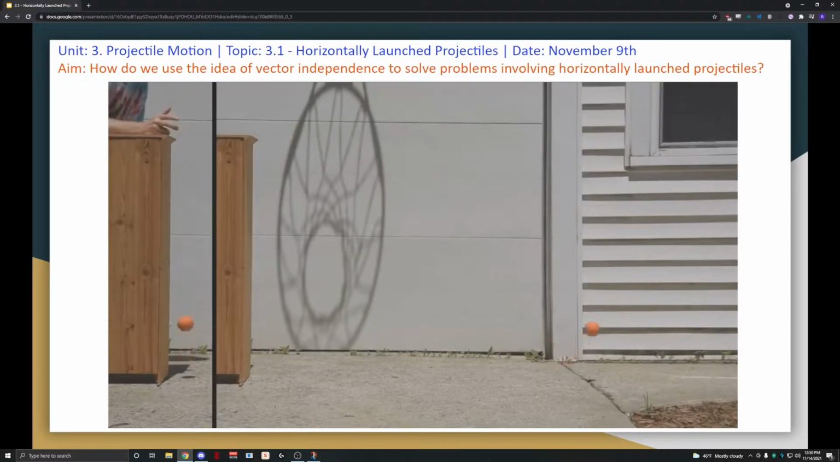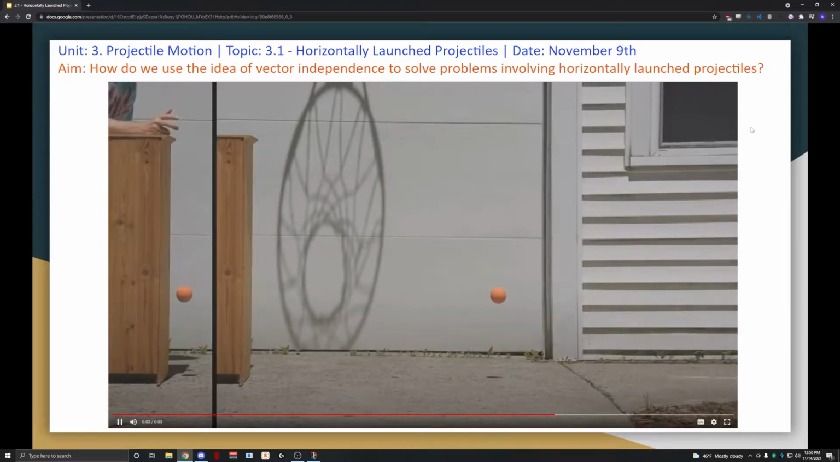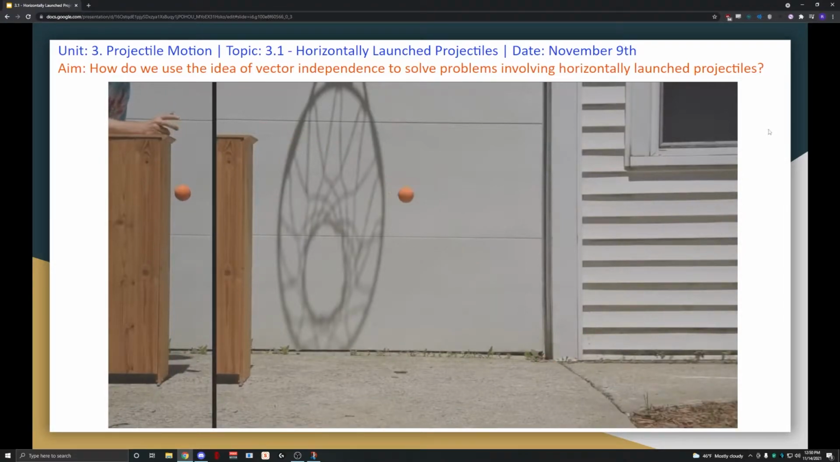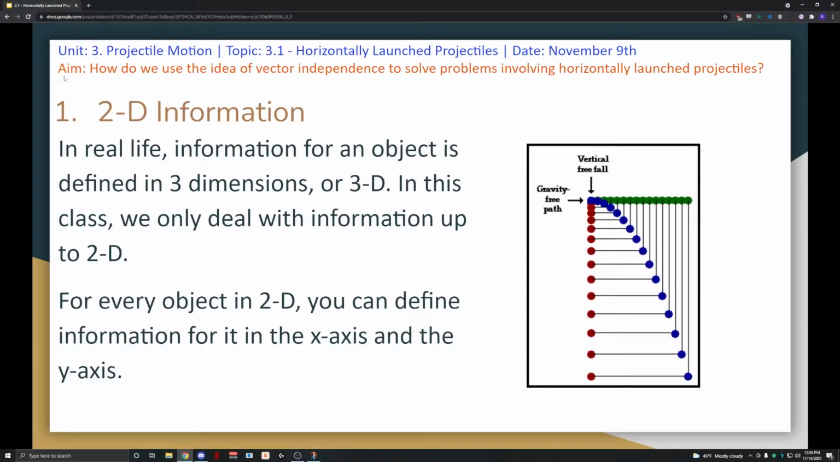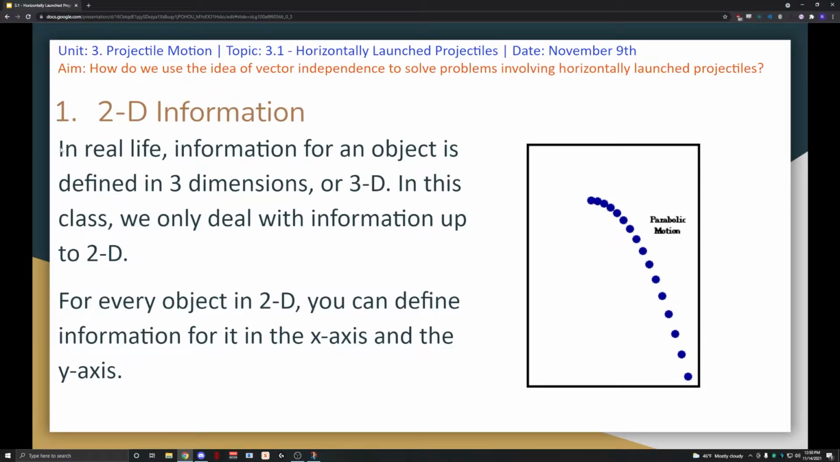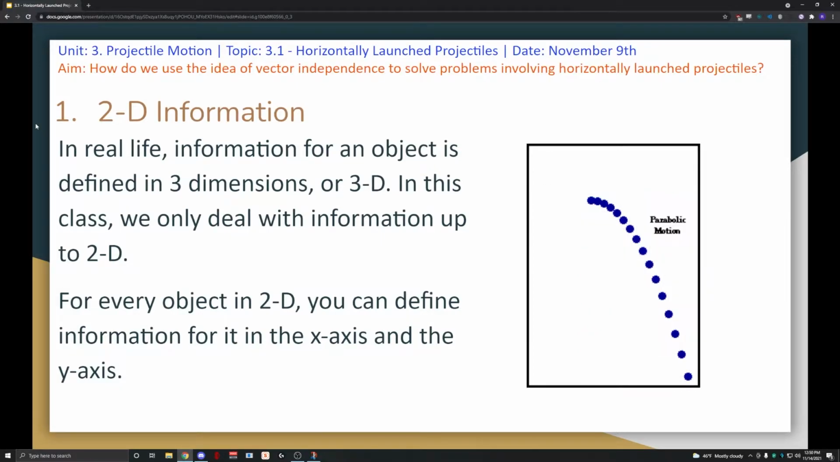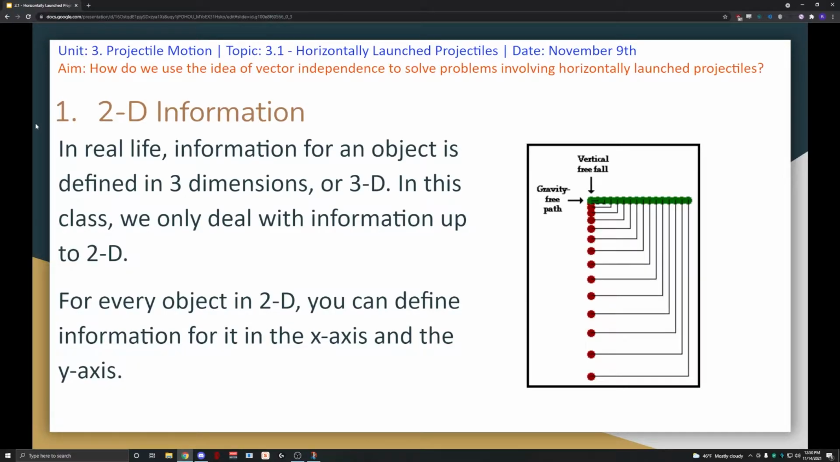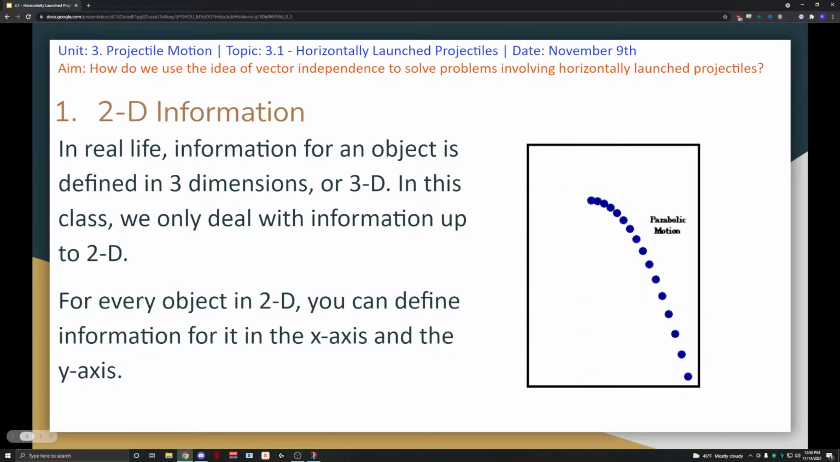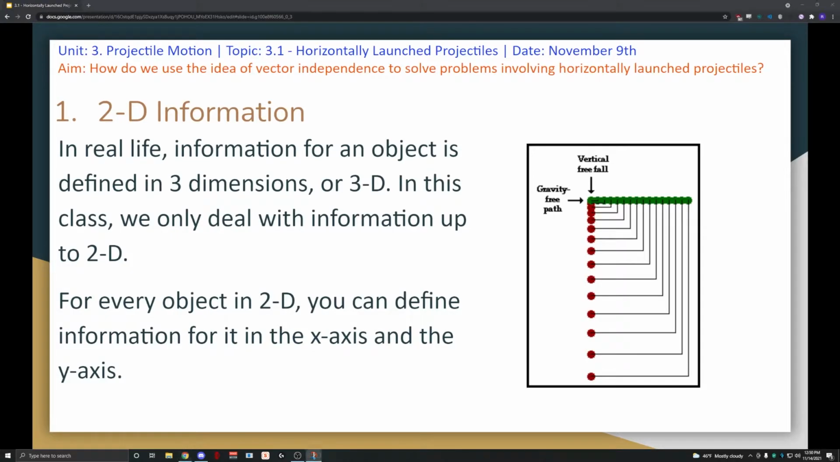Before we can explain it or understand it a little better, we do need to know a few things first. So let's do that first. Again, this follows your notes, the attached document, the material posted on Google Classroom. So in real life, information for an object, we can define it in two points. There's an x-axis and there's a y-axis.